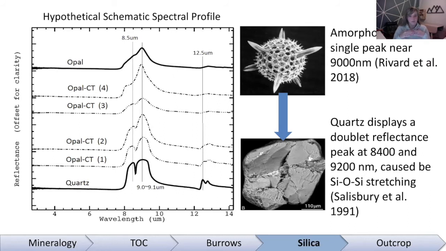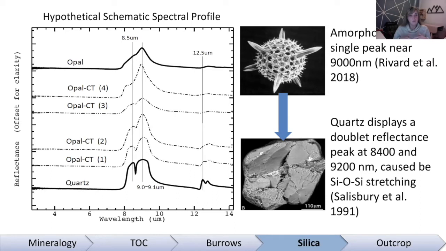We have basically crystalline quartz displaying a doublet reflectance, 2 peaks at 8,400 nanometers and 9,200 nanometers. This is something that's caused by the crystalline structure of the silicon tetrahedra and basically how they're assembled. The stretching of the SiO-Si bond causes this doublet peak. In amorphous silica, we actually see that there's just a single peak at 9,000 nanometers.